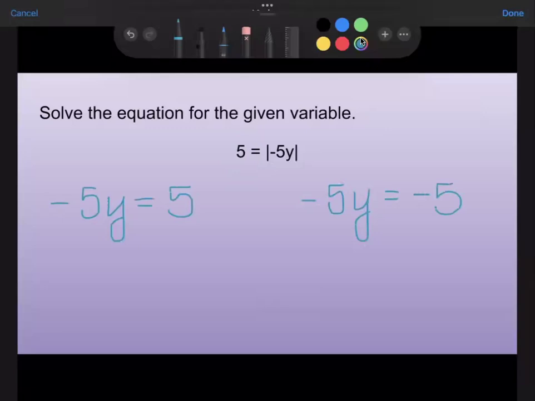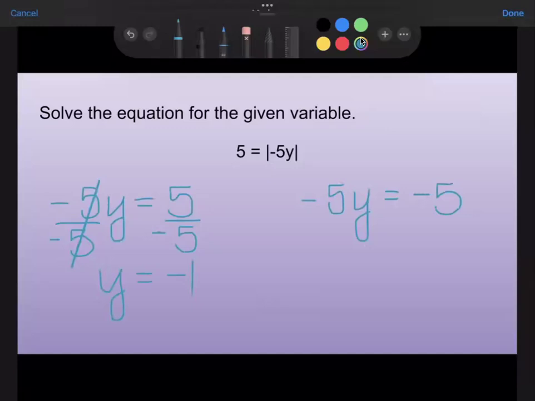So the one on the left is negative 5y equals 5. I'm going to divide both sides by negative 5 to get the solution. These will cancel, leaving us with y over here, and then 5 divided by negative 5 is negative 1. So there's our first solution for y.